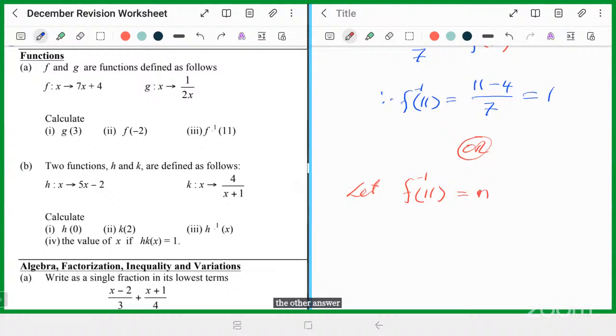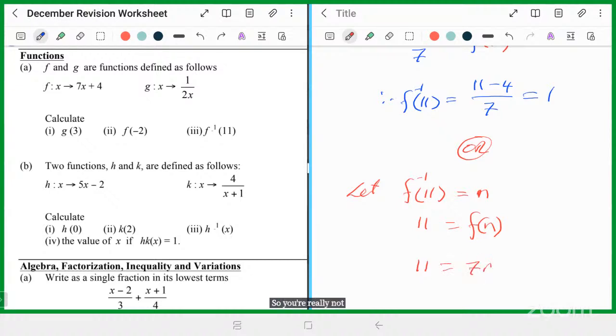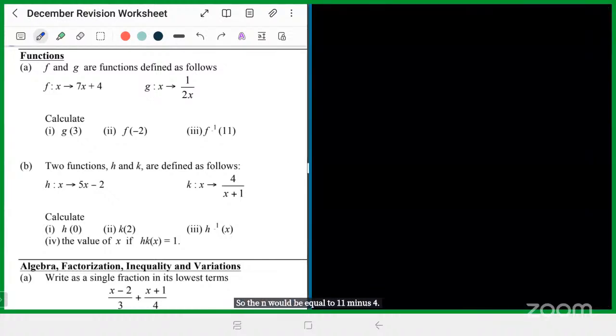So if f to the minus 1 of 11 is equal to n, it means that 11 is equal to f of n. Then f of n, just when you plug n in the f function right there, that's f of n. So you're really now solving 11 equals 7n plus 4. So this is the same thing. You're trying to make n the subject. Subtract the 4, and divide under the 7. So the n would be equal to 11 minus 4 over 7.